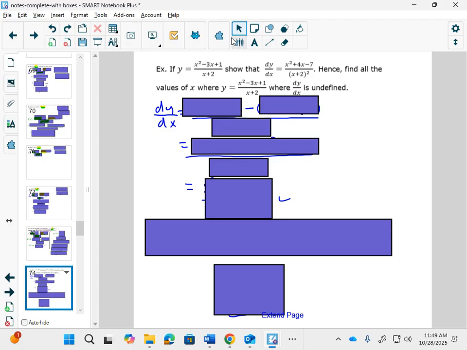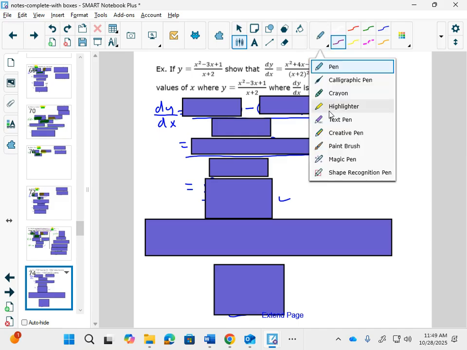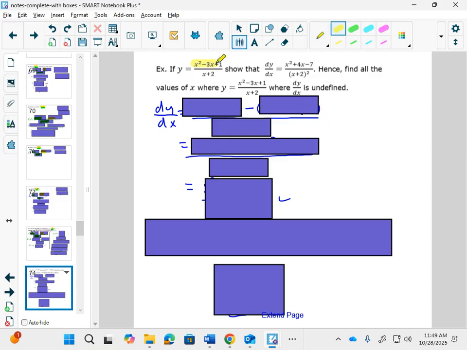If y equals, and it looks like I definitely have a quotient rule here because I have something in the top over something in the bottom, show that the derivative looks like this. And then find all the values where it is undefined. So this, I'm going to put a box around this. This is like a multiple choice question. And on your exam, they'll say, find the derivative, and they'll write the derivative this way. And it would be one of your four choices.